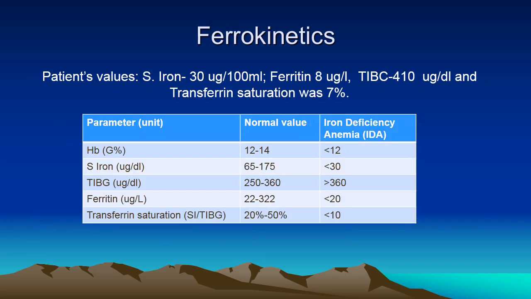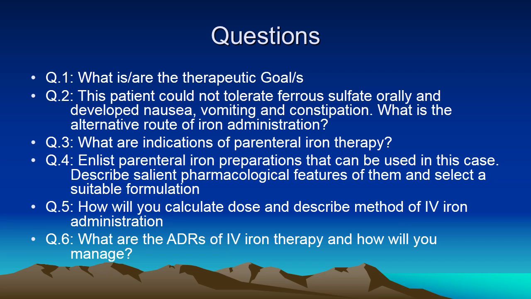Platelet counts were normal. The patient's ferrokinetics were done, and compared to the normal ranges, the patient had low serum iron, low serum ferritin, and higher total iron binding capacity. Transferrin saturation was also low. These findings suggest that the patient was suffering from severe iron deficiency anemia.